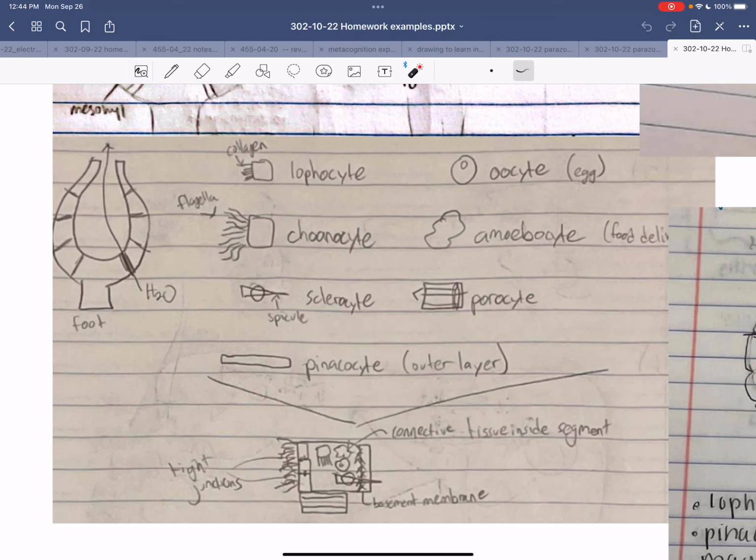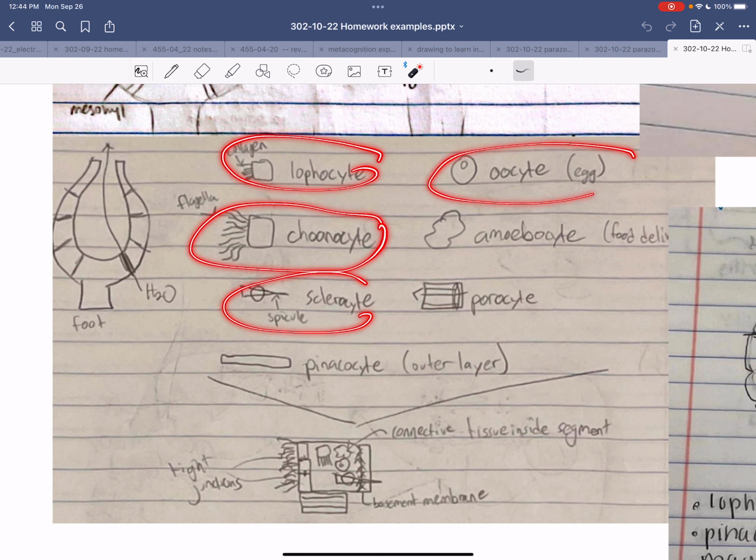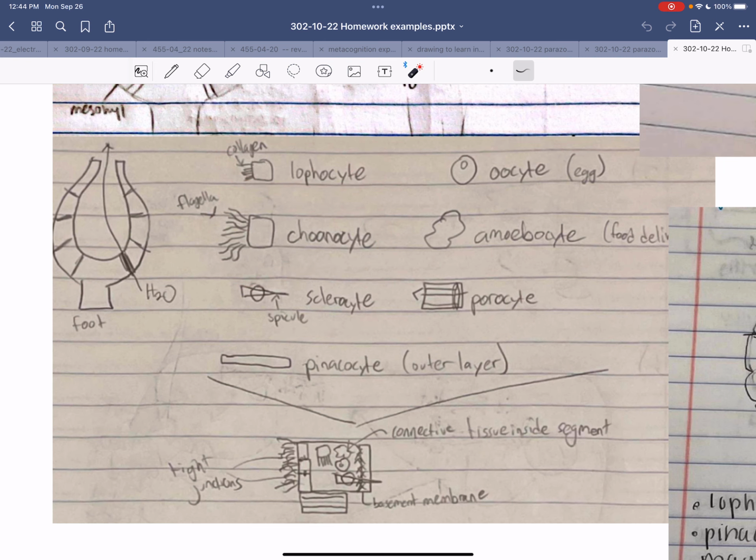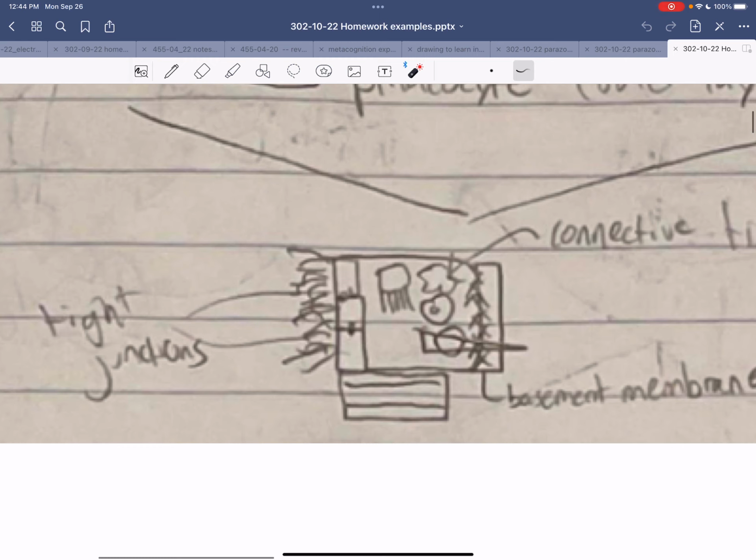For day 10 homework, here's a sponge body plan showing the base, water coming in, going out, and then different cell types indicated by this person. You can freeze to look at them, along with some comments on what they're for, the outer layer, and then down here, they've shown what a section would look like with an outer layer for sponges that have basement membrane. Here it is, tight junctions between cells, some of these other cell types.